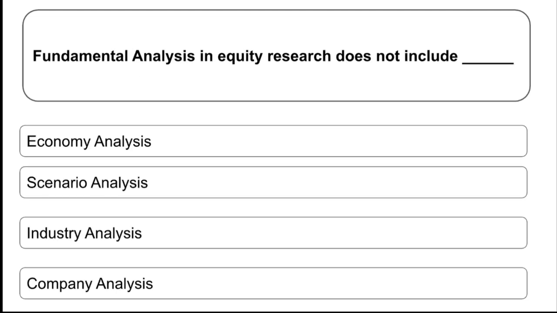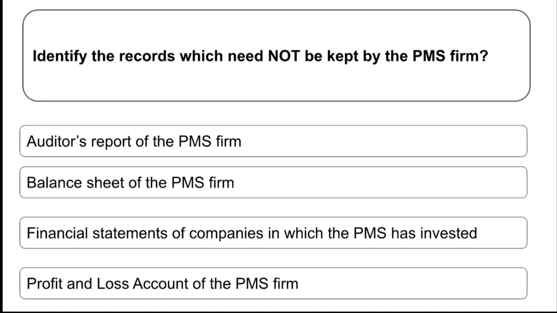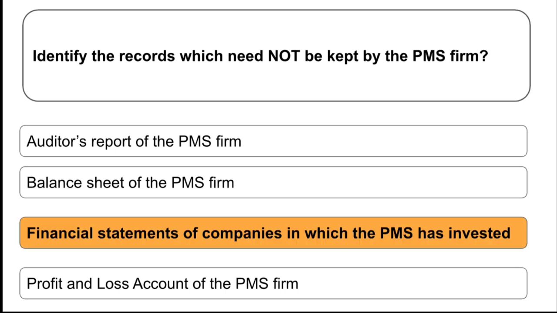Fundamental analysis in equity research does not include. Options are: A economy analysis, B scenario analysis, C industry analysis, D company analysis. And the correct answer is B scenario analysis. Next question. Identify the records which need not be kept in the PMS firm. Options are: A auditor's report of the PMS firm, B balance sheet of the PMS firm, C financial statements of the companies in which the PMS has invested, D profit and loss account of the PMS firm. And the correct answer is option C, financial statements of the companies in which PMS has invested.